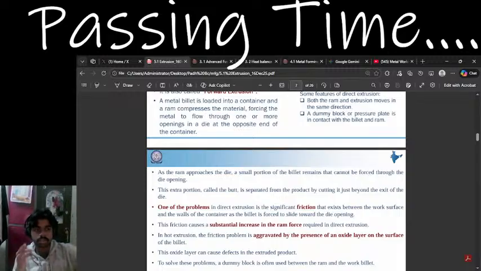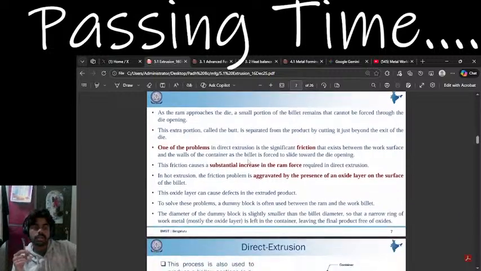The problems in direct extrusion are aggravated. The oxide layer will cause defects in the extruded product. To solve this problem, a dummy block is used. The diameter of the dummy block is slightly smaller than the billet diameter, so a narrow ring of oxide is left in the container, leaving the final product free of oxides.